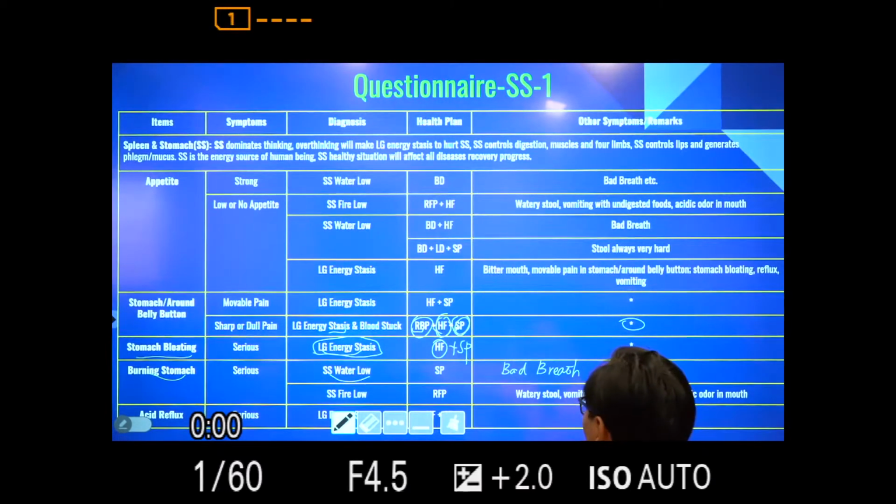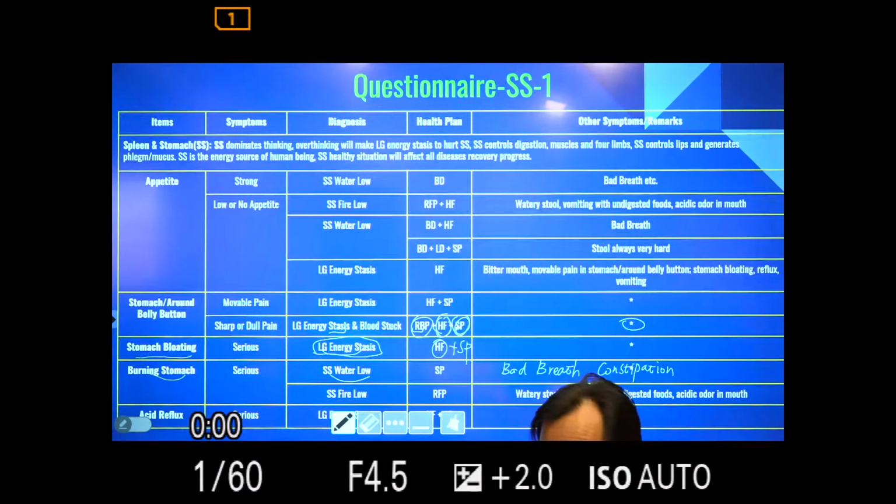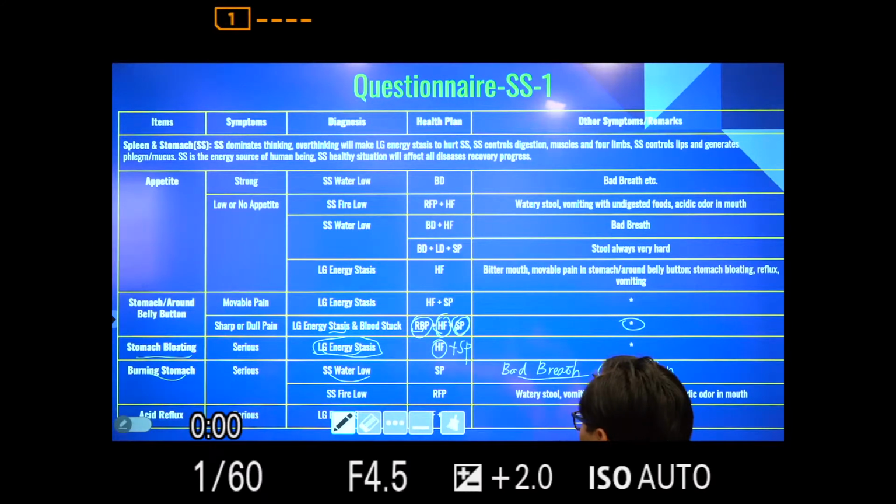Even like people could have constipation. Whether the constipation is serious or not so serious. If serious, the stool is always very hard. And if not so serious, the stool is just hard from the beginning. So with this, the people have the burning stomach.